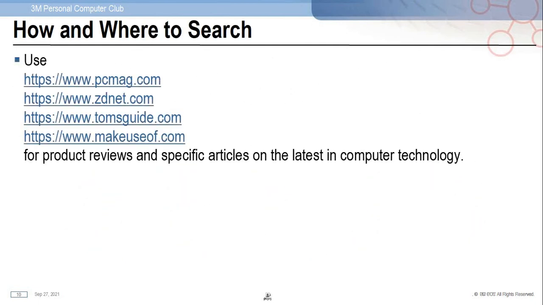Okay, how and where to search. If you're looking for PC stuff or questions or equipment or things like that, these are sites that I recommend. This is PC Magazine. PC Magazine has been around for 40 years, and they are not influenced by hardware vendors or software vendors.